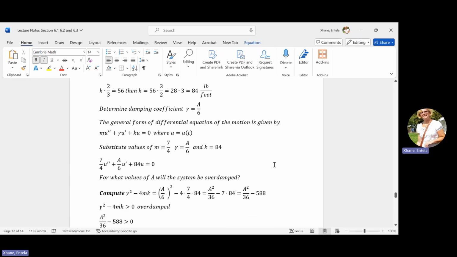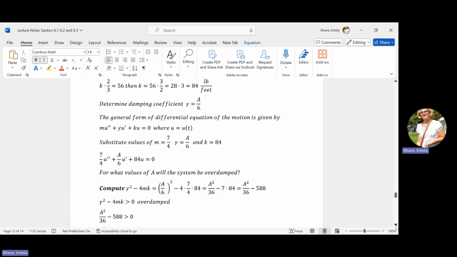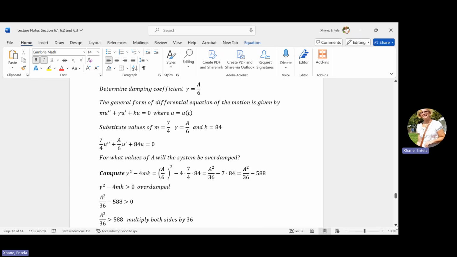Now we need to know for what values of A the system will be overdamped. So I'm going to substitute the coefficients. The coefficient m is 7/4. Coefficient gamma is A/6. And then coefficient k is 84. And then I don't need to solve the equation. All I need to do is check the condition of overdamping, which has to do with the discriminant of this characteristic equation.